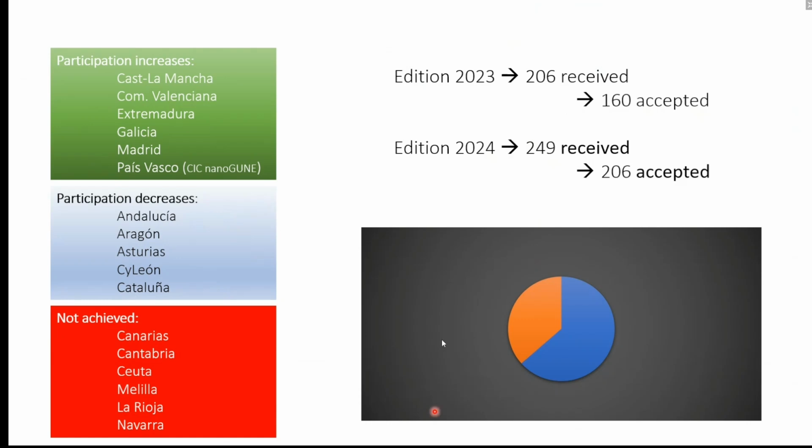This is the gender distribution of the students that participate. Most of them are women. These are the boys that participate.